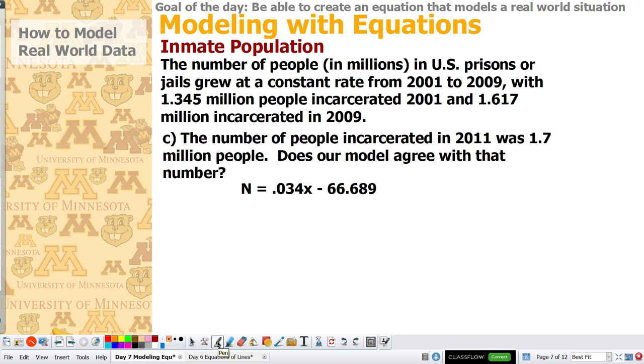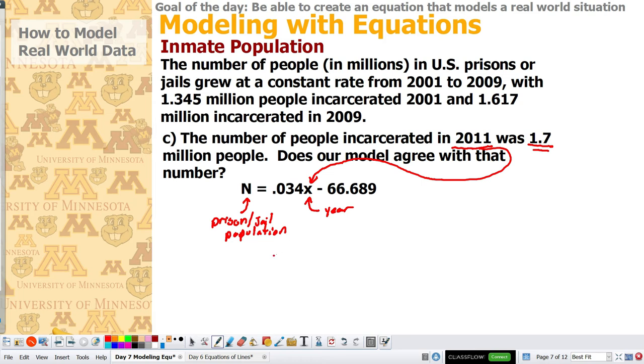So you plug in the year into this thing, and then it will produce a predicted prison jail population. That's what this does. So here in 2011, let's plug that in and let's see what our prediction is and see if it's close to what it actually was.